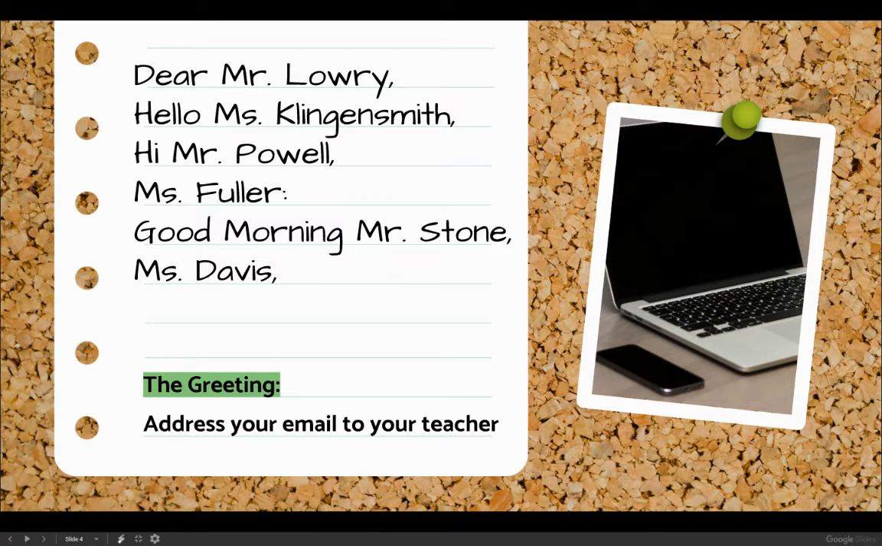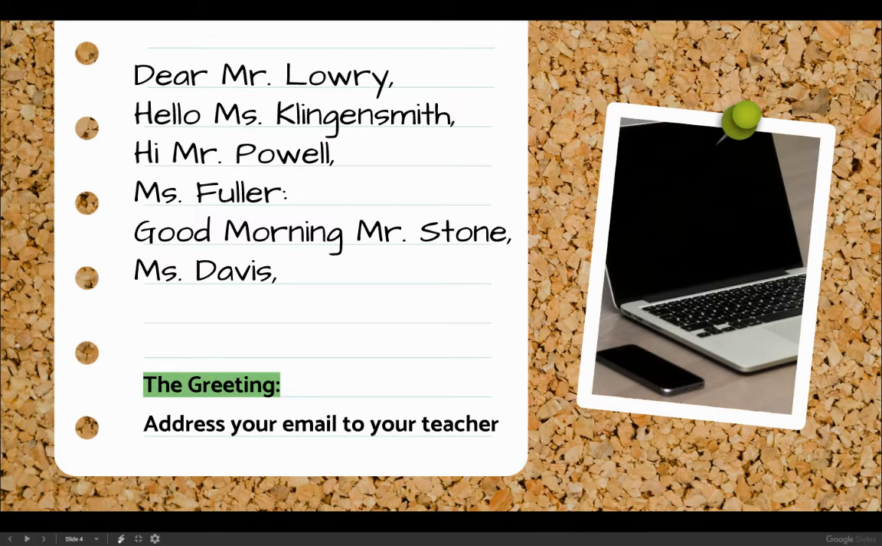Here are some examples. You can do the very traditional, very formal dear, and then put your teacher's title and then put their last name. So we've got some examples here. Dear Mr. Lowry. If you're not feeling quite so formal with saying dear, you could say hello. Hello, Miss Klingensmith. If you're feeling even less formal, hi, Mr. Powell. If you're not feeling a dear, hello, a hi, or anything, you could just put their name, Miss Fuller. If you're trying to be really nice, maybe you could put good morning, Mr. Stone. A good morning or good afternoon is a little bit nicer. Or again, you could just put their name, Miss Davis.